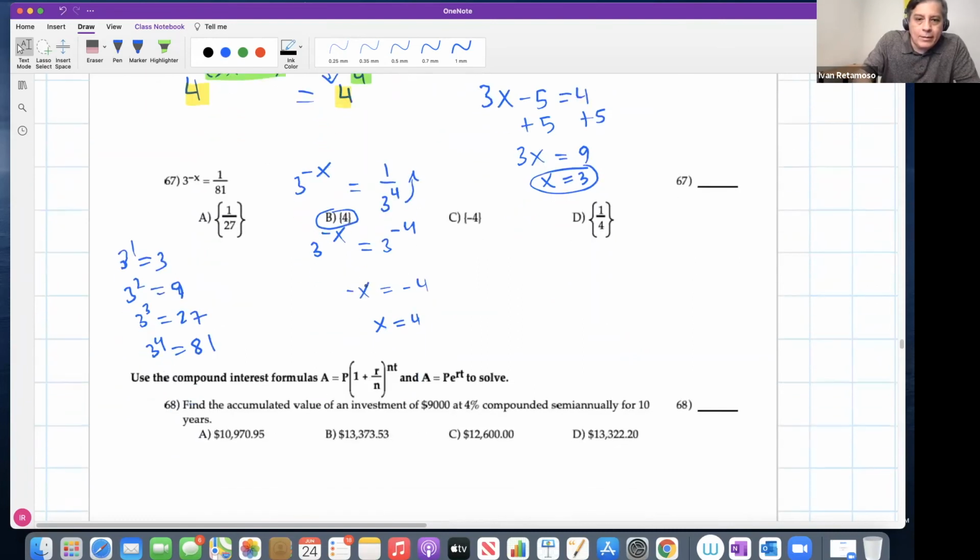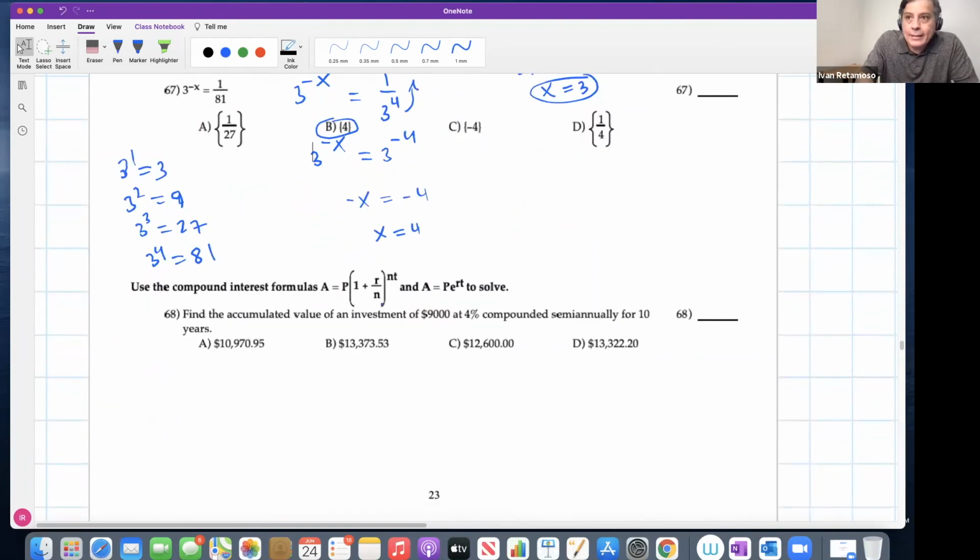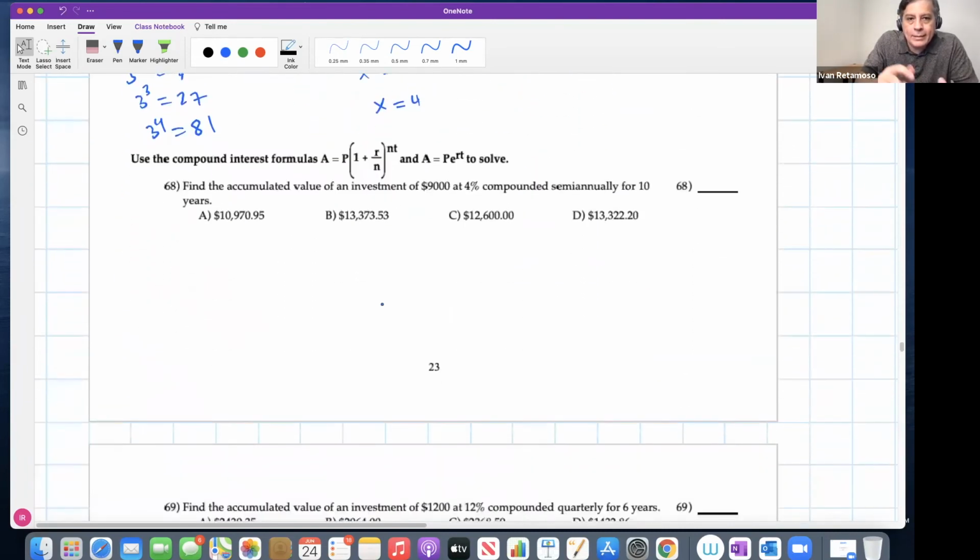Excellent. Now we talk about these applications to finance, right? We said that there are two possible scenarios, two formulas. One of them deals with a situation when your interest is compounded over some finite number of times in a year, right? Use this formula. And if they talk about continuously compounded interest, you use this other formula, right?